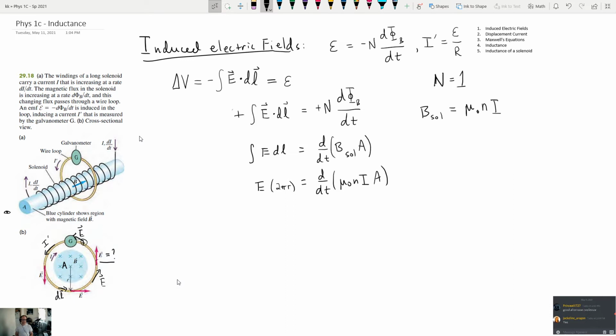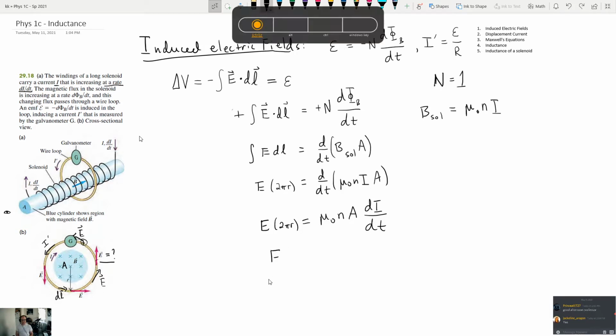Okay. And then what we can do is rearrange the right-hand side, because mu naught, the number of turns per unit length of the solenoid, and the area are all going to be constants. And then dI/dt is the one thing that's changing. We were told in the problem that the current I is increasing at a rate of dI/dt. So we have this value dI/dt that we want to throw in here. And then we actually get an answer.